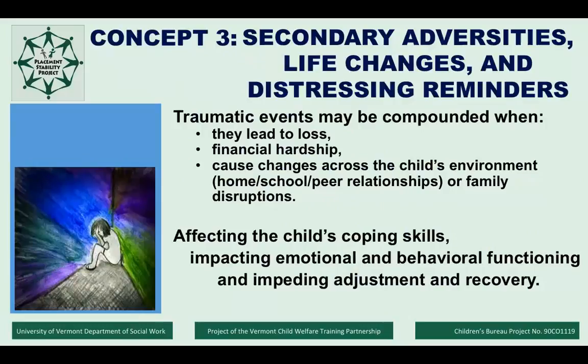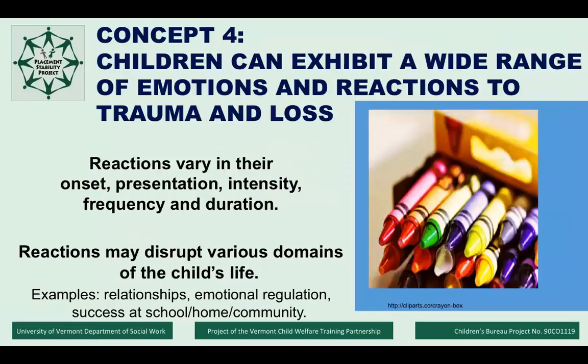These reminders may cause exaggerated emotional and behavioral responses that impact the child's functioning. Helping children identify what is reminding them of their trauma experience can provide them with more emotional safety in the future. Traumatic events may be compounded when they lead to loss, financial hardship, changes across the child's environment, home, school, peer relationships, or family disruptions. These secondary adversities overwhelm a child's coping skills, impacting emotional and behavioral functioning and impeding adjustment and recovery. For example, a child who is removed from his biological family due to maltreatment may be placed with unfamiliar foster parents and may have to change schools as well. Loss of parents, siblings, and all things familiar can make it much harder for a child to recover from trauma.